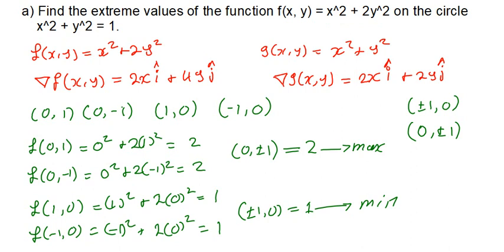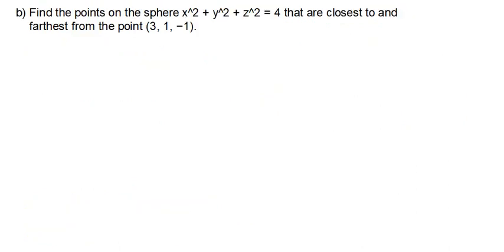Okay, so now let's try to look at another example. Our second example is this: find the points on the sphere x squared plus y squared plus z squared is equal to 4 that are closest to and furthest from the point 3 comma 1 comma negative 1.